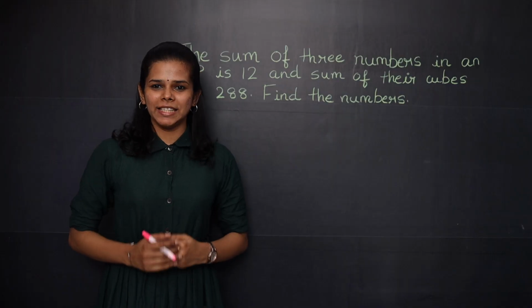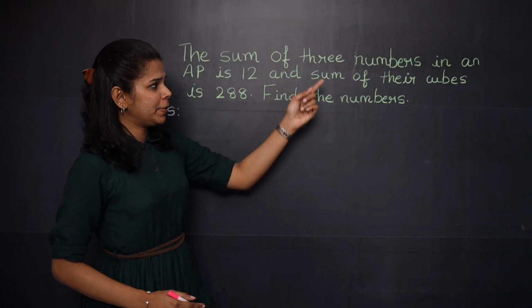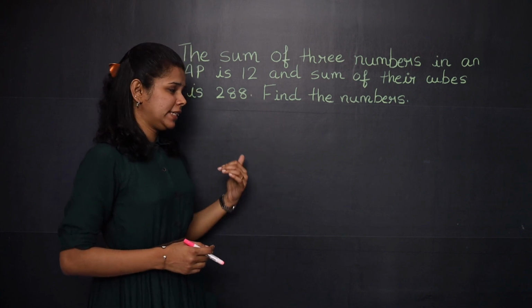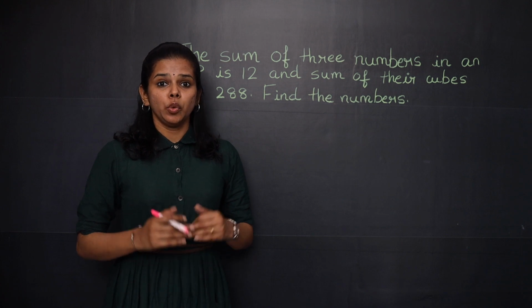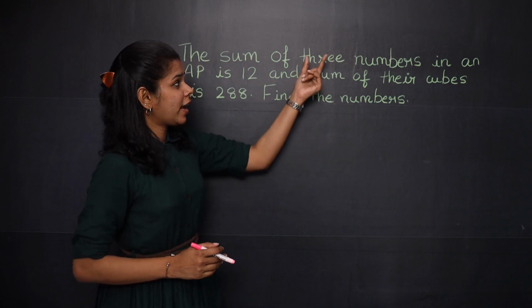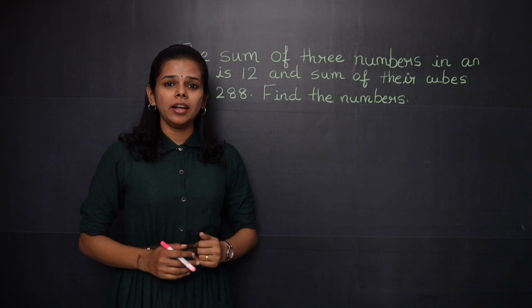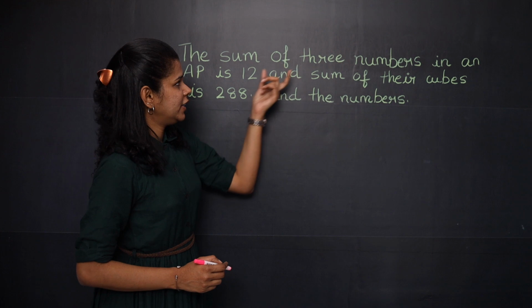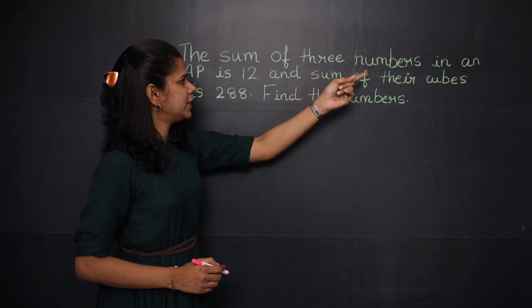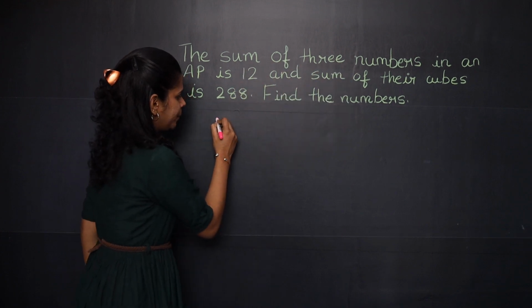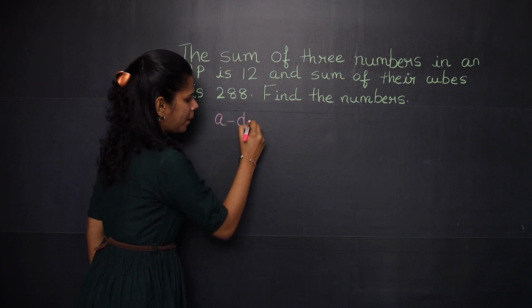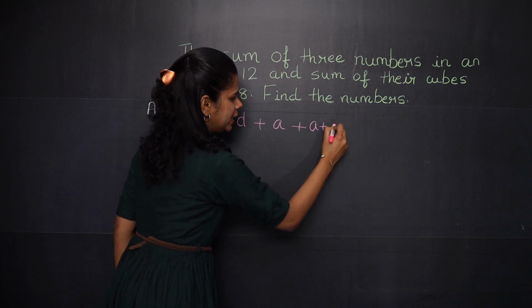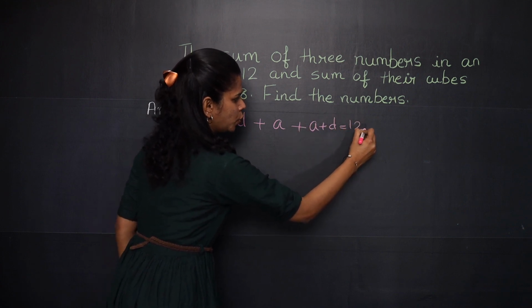Let's move on to the first example. The sum of 3 numbers in an AP is 12 and the sum of their cubes is 288. Find the numbers. In this question there are 3 numbers, so the terms are a minus d, a, a plus d. As per the first condition, the sum of 3 numbers is 12. So you can write a minus d plus a plus a plus d is equal to 12.